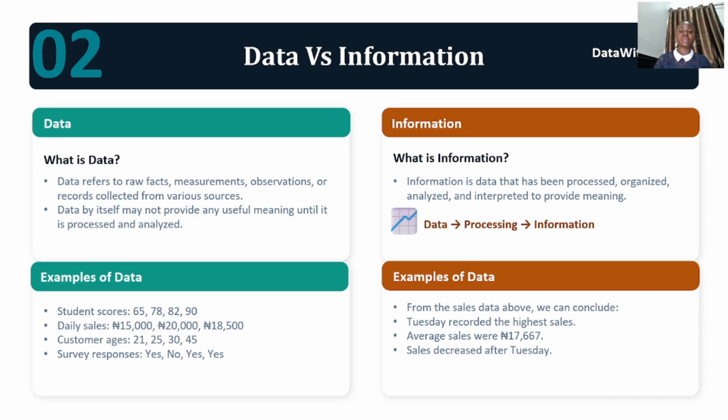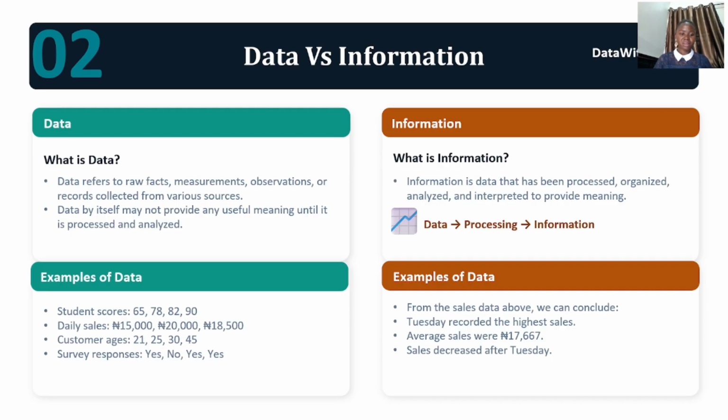Now, let's look at data versus information. What is data and what is information? Data refers to raw facts, measurements, observations, or records collected from various sources, while information is data that has been processed, organized, analyzed, and interpreted to provide meaning.